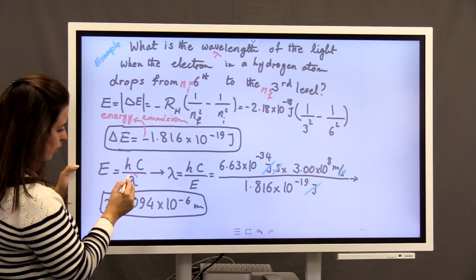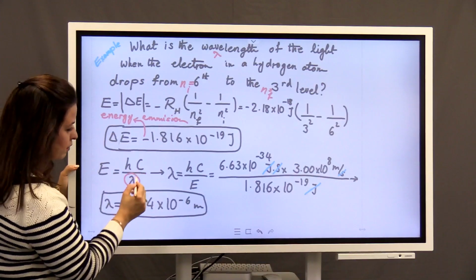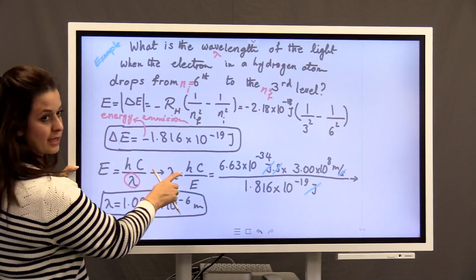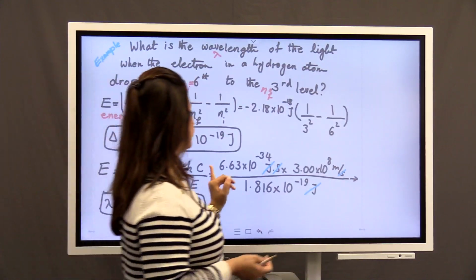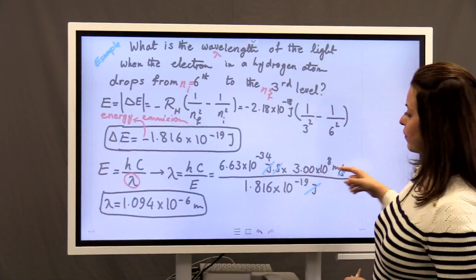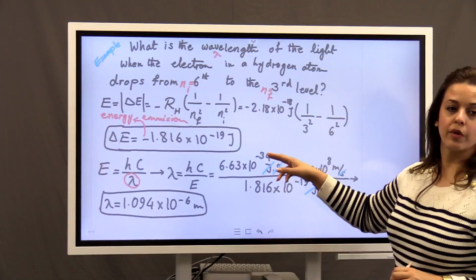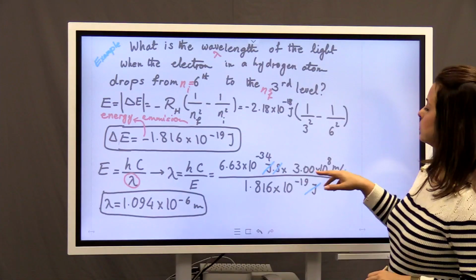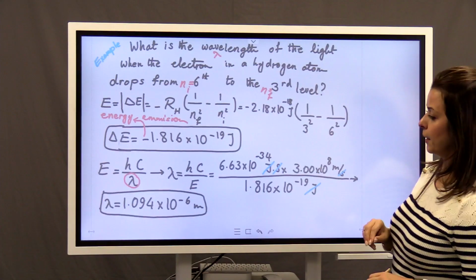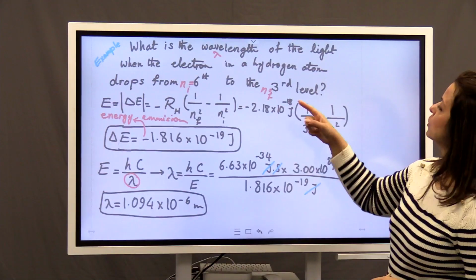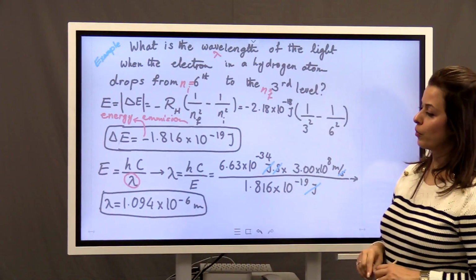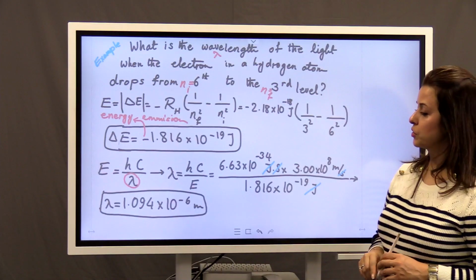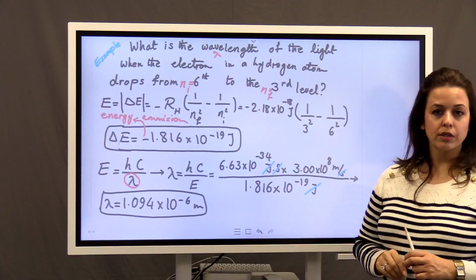So you're solving for lambda. E is hc over lambda, so lambda is hc over E. Plug them in. You have two constants on the top of the fraction, 6.63 times 10 to the negative 34 times 3 times 10 to the 8 meters per second, divided by the energy that you just found. And lambda is going to be 1.094 times 10 to the negative 6 meters.